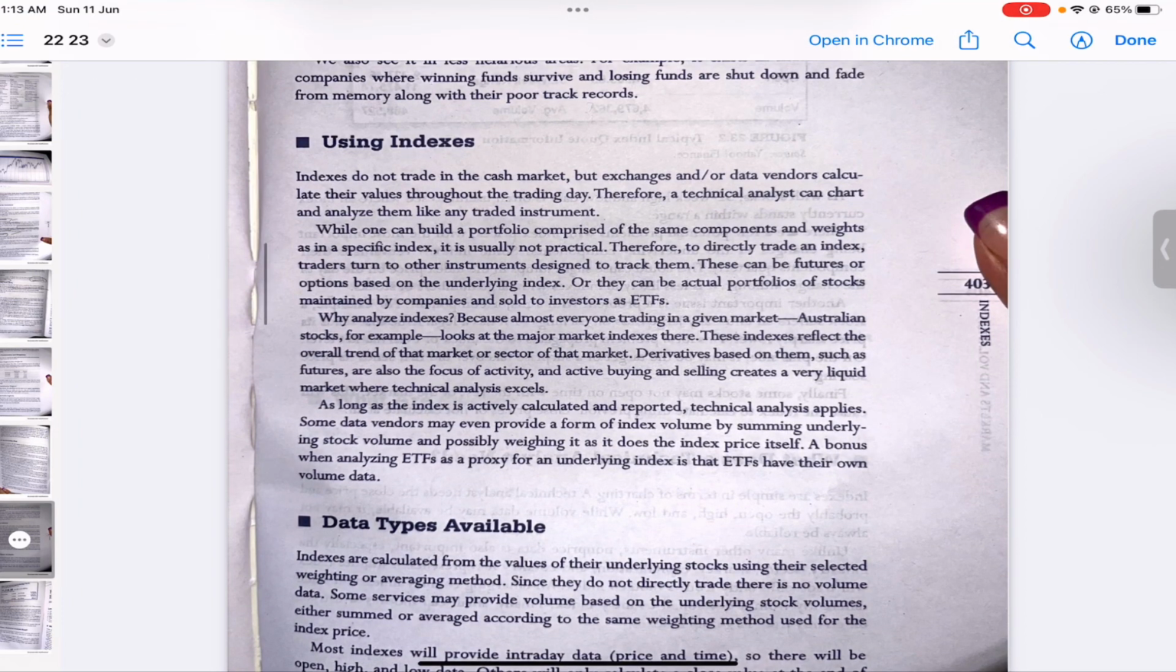Indexes do not trade in the cash market, so obviously you can't buy an entire index for yourself. If you want to trade indexes, you can trade using futures or options.